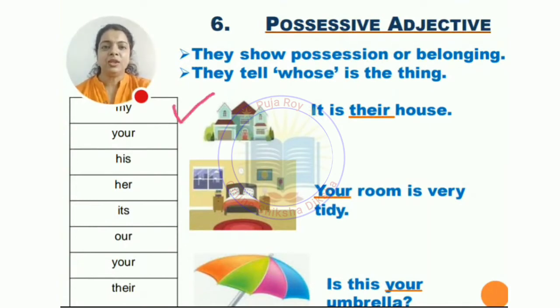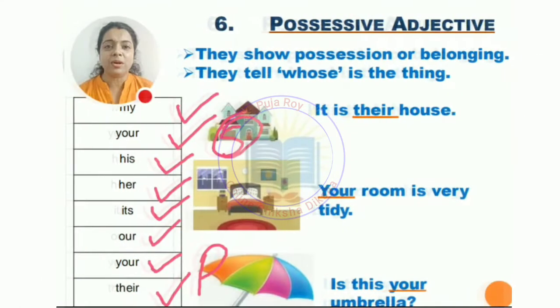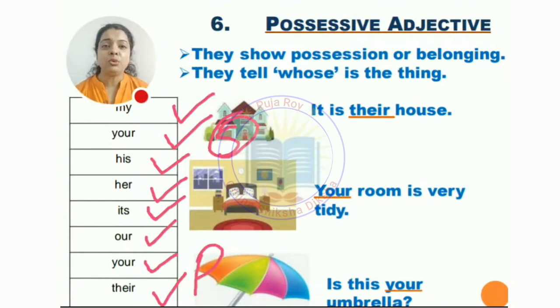I, my; you, your; he, his; she, her; it, its; we, our. Again you, your, because this your is used as plural number and that your was used as singular number. And they, their. These are the limited possessive adjectives. These are such easy words which we use in our day-to-day life. It is their house. Your room is very tidy. Is this your umbrella? So every time we are using this kind of word, it is a possessive adjective.